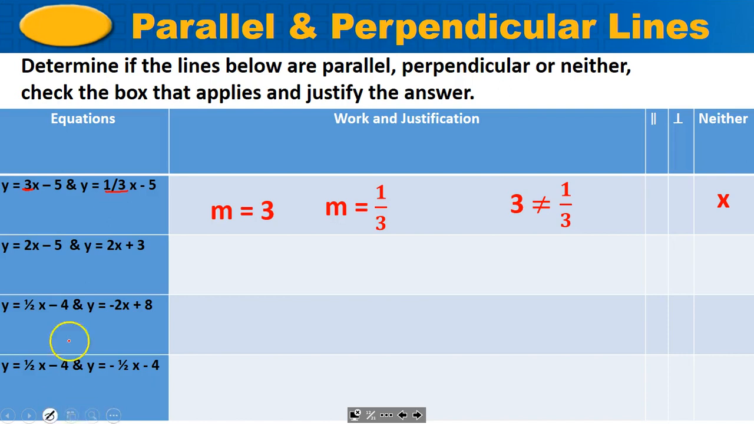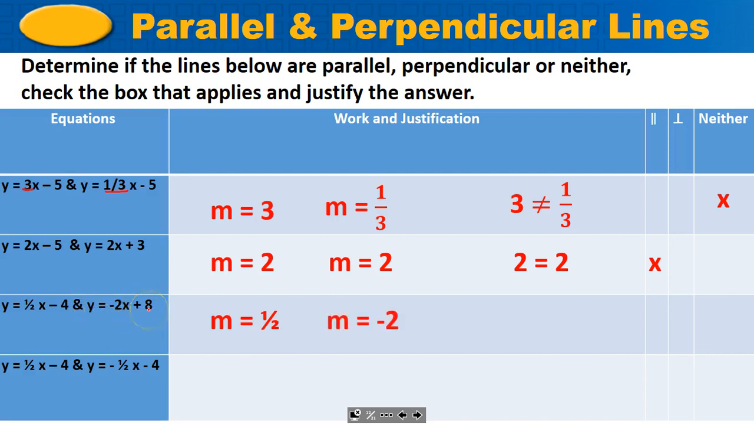So here again for the second one, y equals 2x minus 5, that slope is 2. y equals 2x plus 3, that slope is 2. The slopes are equal, so this is parallel. This next one, y equals 1/2 x minus 4, so the slope there is 1/2. y is equal to negative 2x plus 8, the slope here is -2. Those are not equal, so we know they're not parallel, but what else do we notice? They do have different signs and they are reciprocals of each other.